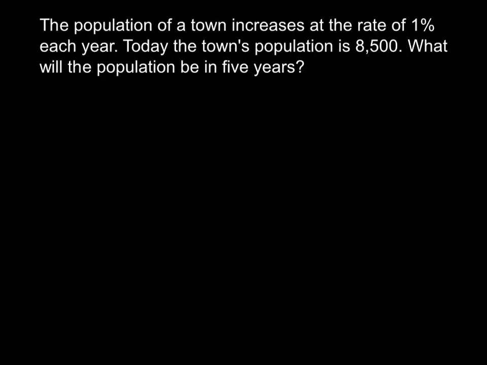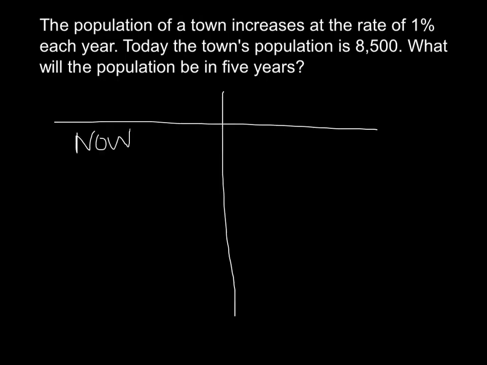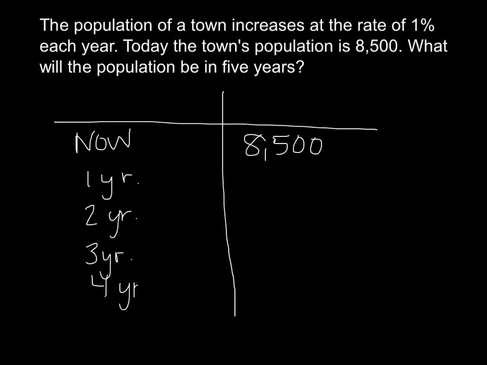Okay, let's start out by making a table. So we know the population of a town increases at the rate of 1%. What will the population be in 5 years? So we have our population now. It is 8,500. Then we want 1 year. What will be the population? 2 years, 3 years, 4 years, and 5 years.